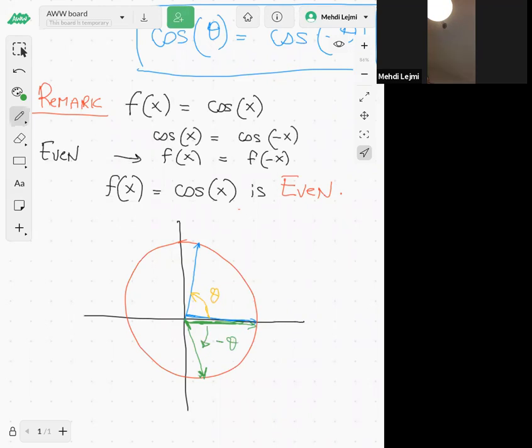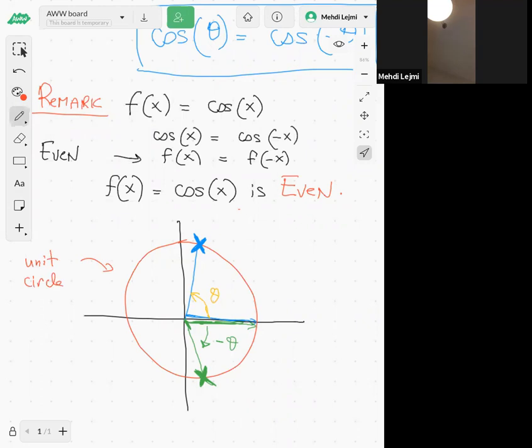So now you think of sine of theta. The point which corresponds to the angle theta is this one here. And the point which corresponds to the angle minus theta is this one right here. Again, this is the unit circle, right? That's the circle of radius 1.